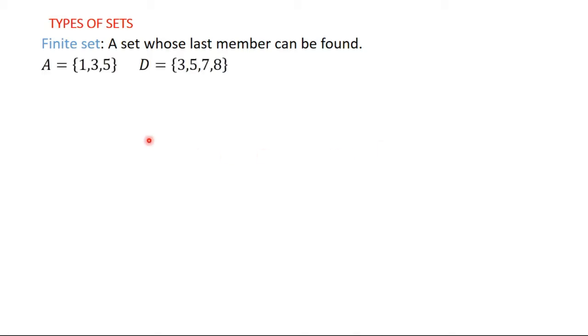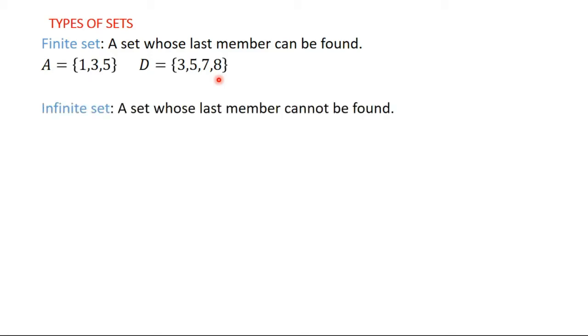Now let's learn more about sets. We move on to types of sets. We will consider the first type called a finite set. A finite set is a set whose last member can be found. So an example is this. We have set A with the members 1, 3, and 5, and set D with the members 3, 5, 7, and 8. In each case, we can find the last member. In set A, the last member is 5, and in set D, the last member is 8. So we see that these sets are finite sets.